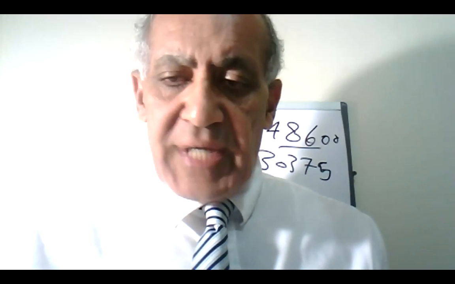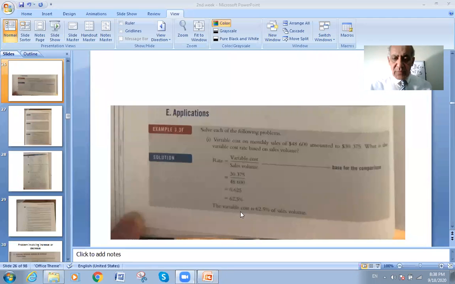So, like here, this will be 62.5%. When I do it with the calculator, it will be 62.5%.